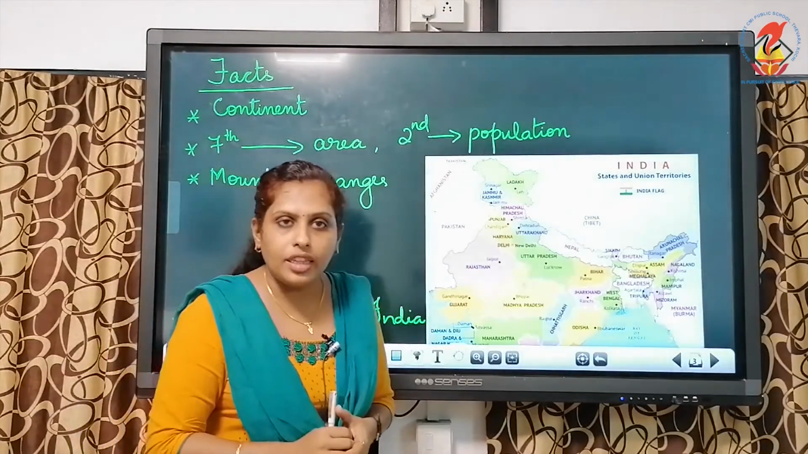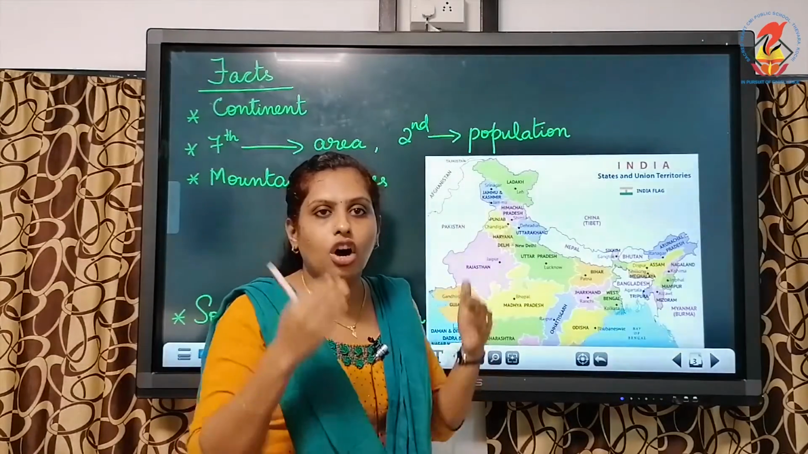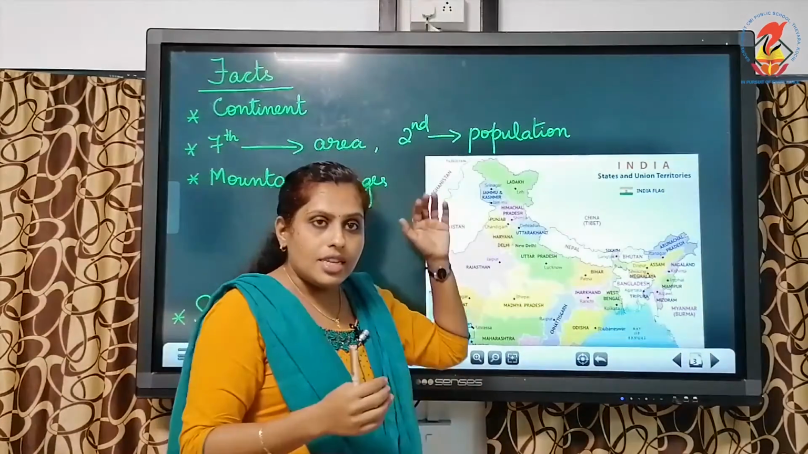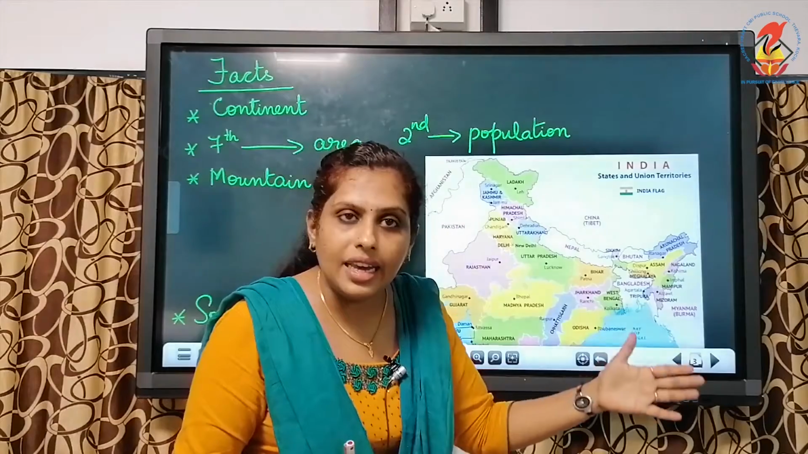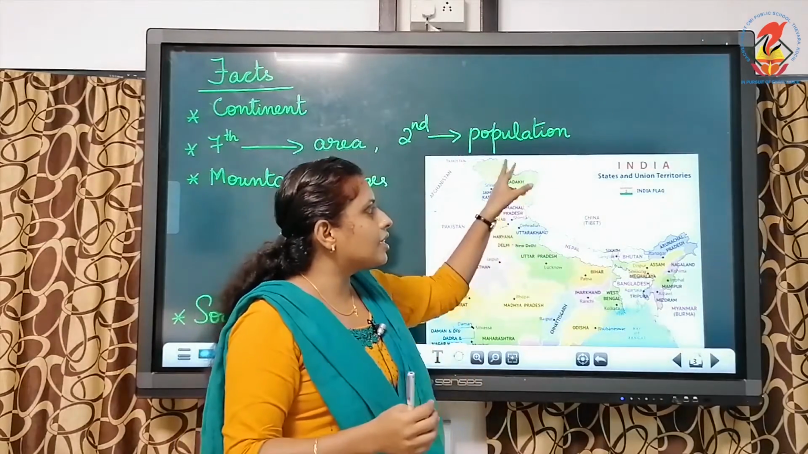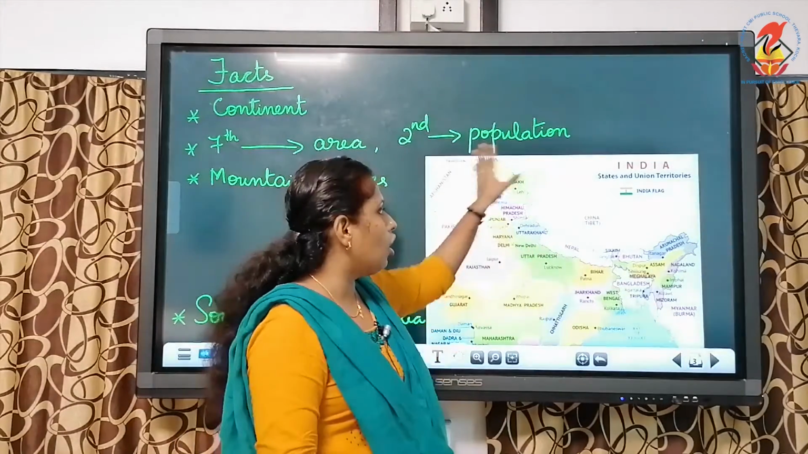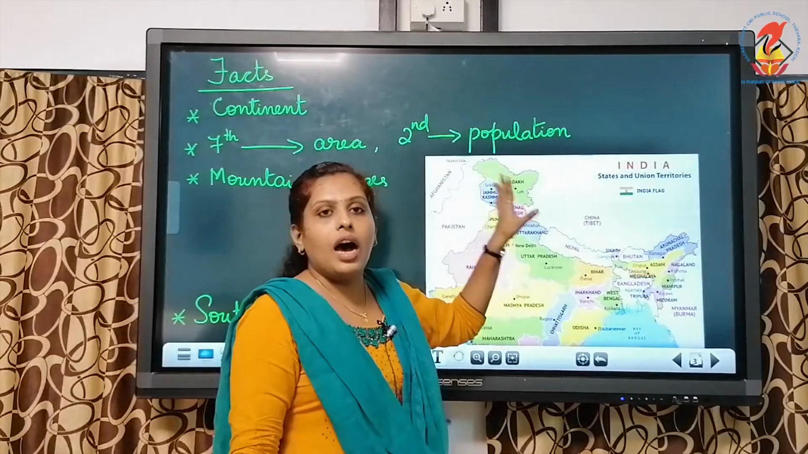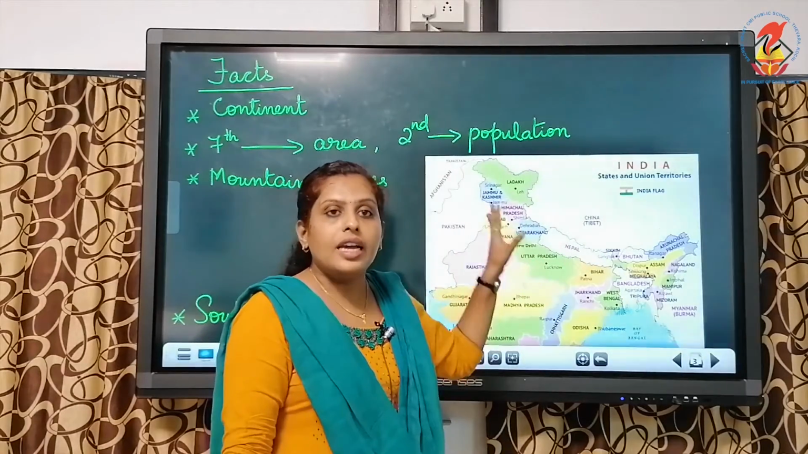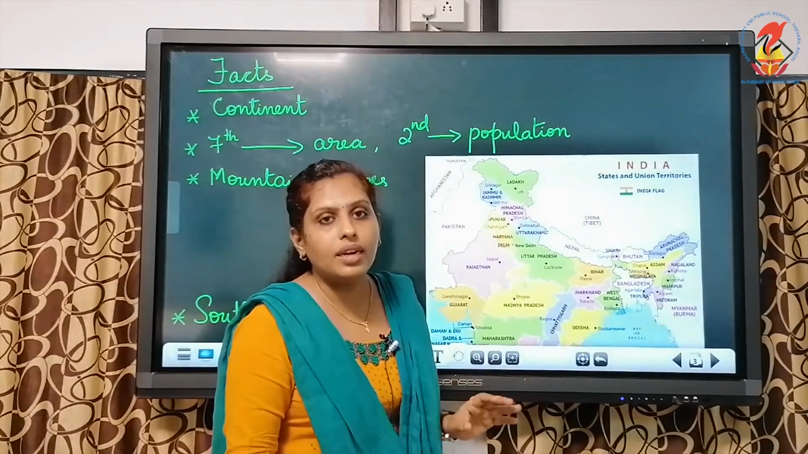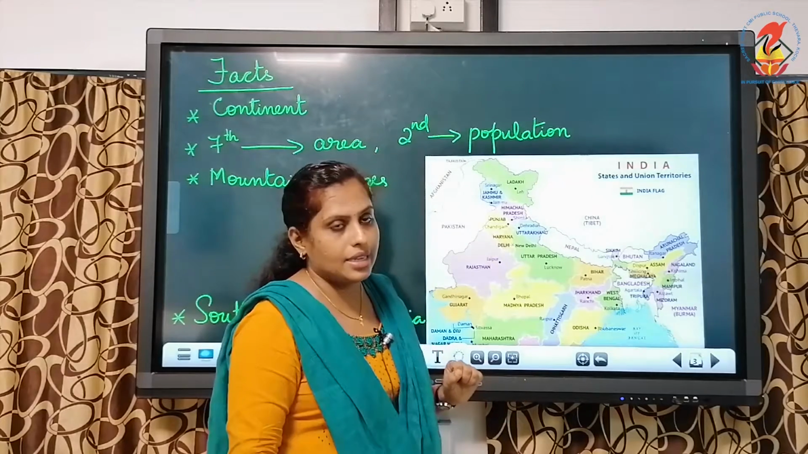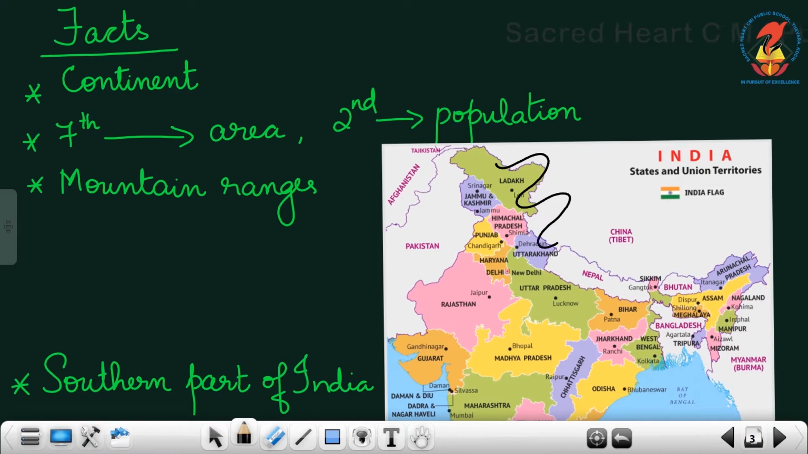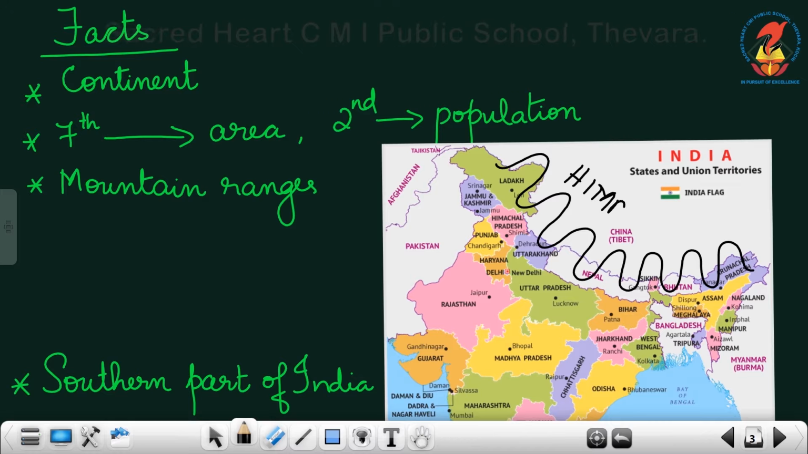Northern part of India, we already learned the direction of our country. North, south, west and east, right? So, we will see first the northern part of India. This is the northern part of India. Our northern part of India is protected by a mountain range known as Himalayas. So, this is our northern boundary. Our northern boundary has a mountain range which protects our country, and the name of that mountain range is Himalayas.